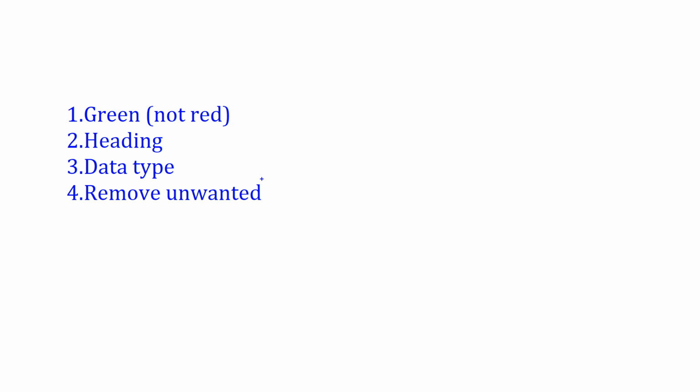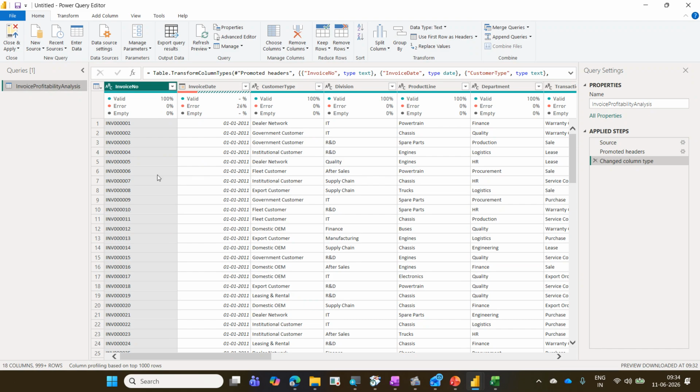Okay. So how can I check whether my data is green? How can I check the heading? How can I check the data type? How can I remove the unwanted? To check the data quality, here you can see below every column there is some color available. You will get three colors here: valid, errors, empty.